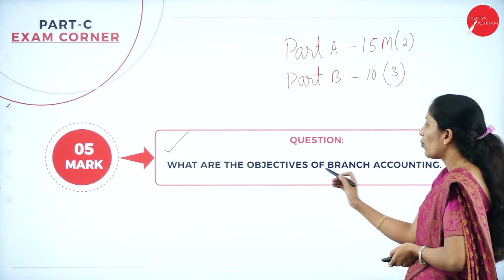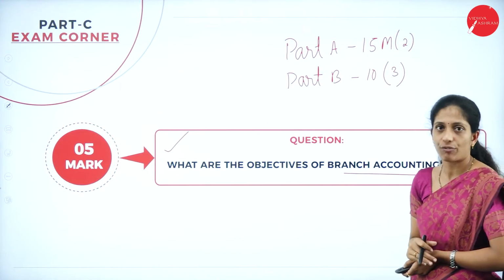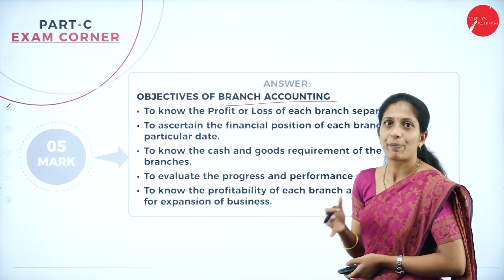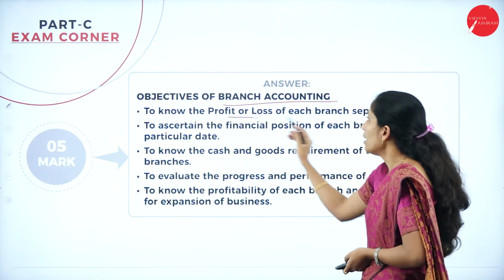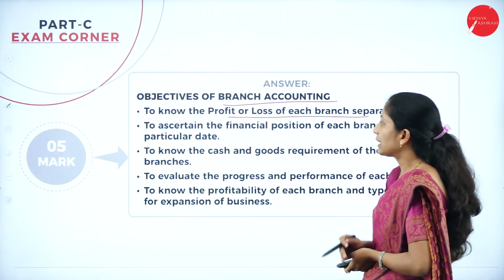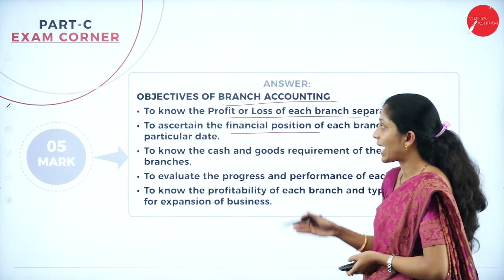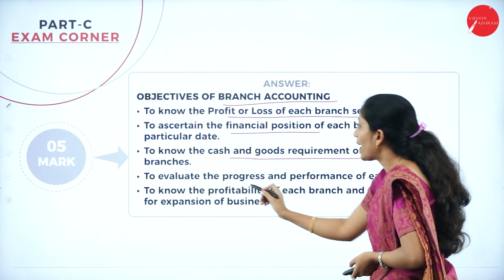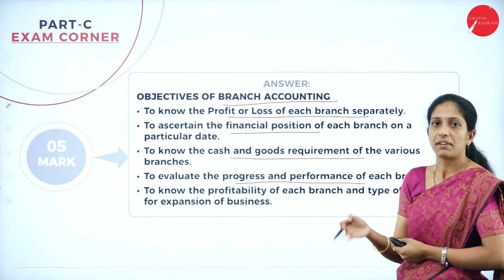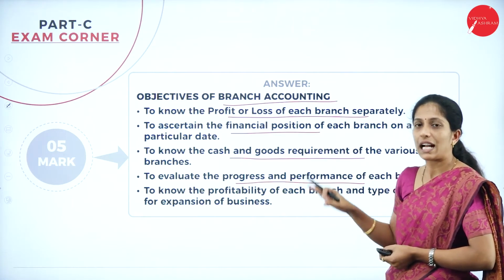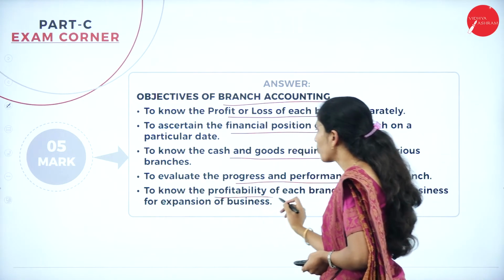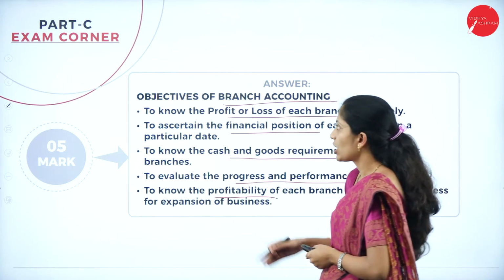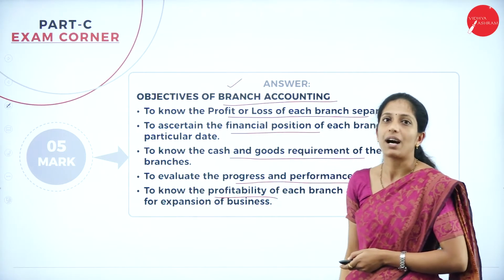Now go through the question here. What are the objectives of branch accounting? A simple question for 5 marks. So you can go on writing the objectives of branch accounting. Why do we have to prepare the branch account? In order to know the profit or loss of each branch separately. The next one is to know the financial position of each branch. Next, to know the cash and goods required by each branch. Next, to evaluate the progress and performance, how each and every branch is performing. In order to know that, we'll prepare the branch account. Next, to know the profitability, whether we have to close that branch or expand that branch. So, this is a simple question for 5 marks.